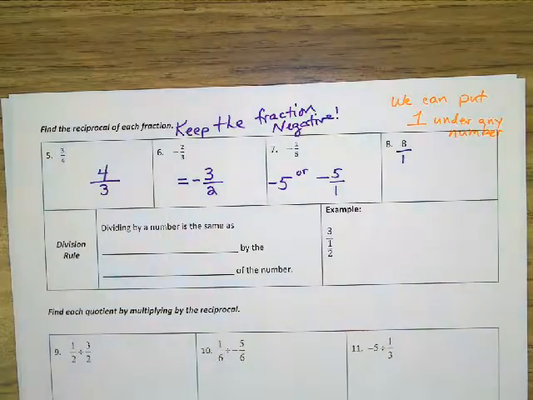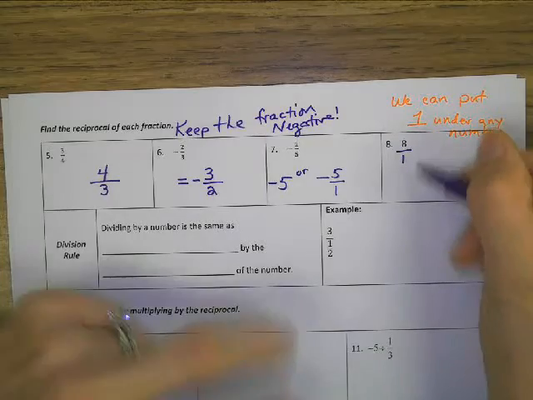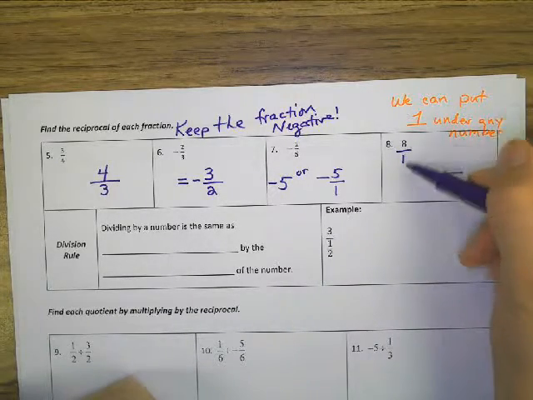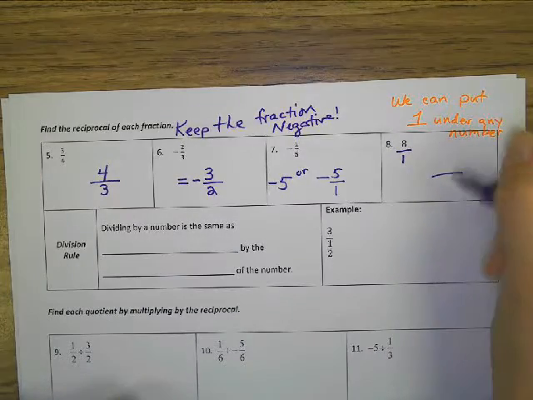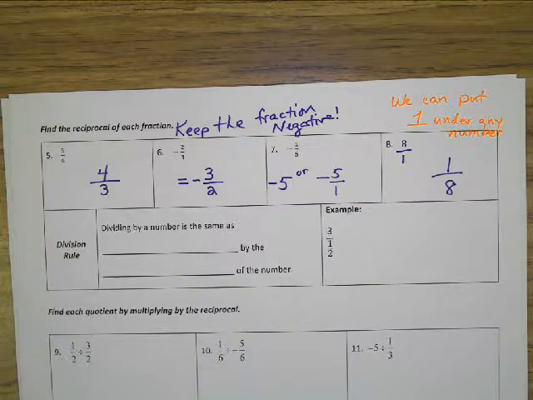Okay, now I can start this problem because I need to find the reciprocal. So I need to switch. Put the 8 in the denominator and the 1 in the numerator. You're not allowed to put a 2 or a 4 or any other number. You're allowed to put a 1.